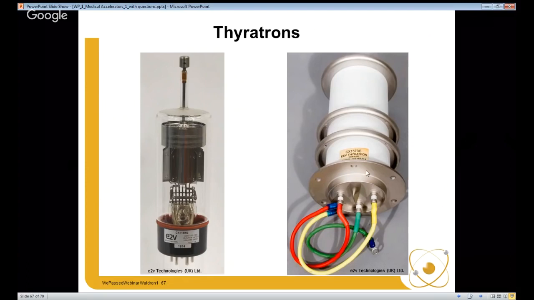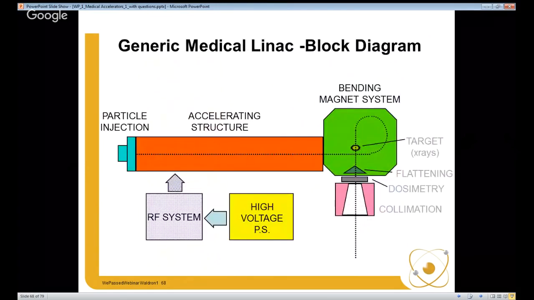Here is a ceramic housed thyratron. It's functionally the same. It's just designed to be immersed in a dielectric oil bath. Again, its anode connection is at the top. The grids and cathode connections and filament connections are made at the bottom. So that was our high voltage power supply section. On to bending magnets.